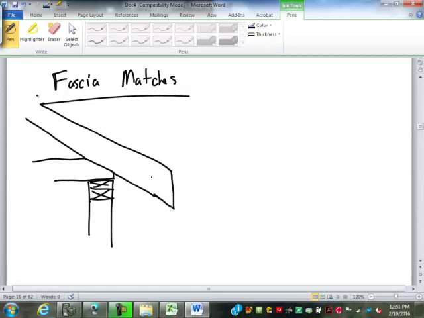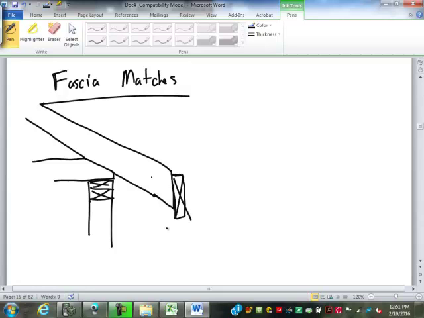So, the fascia sits out on the end of the tail of the truss. And usually what we talk about is your subfascia, which is a 2x6 or a 1x6. It gets nailed on like that.